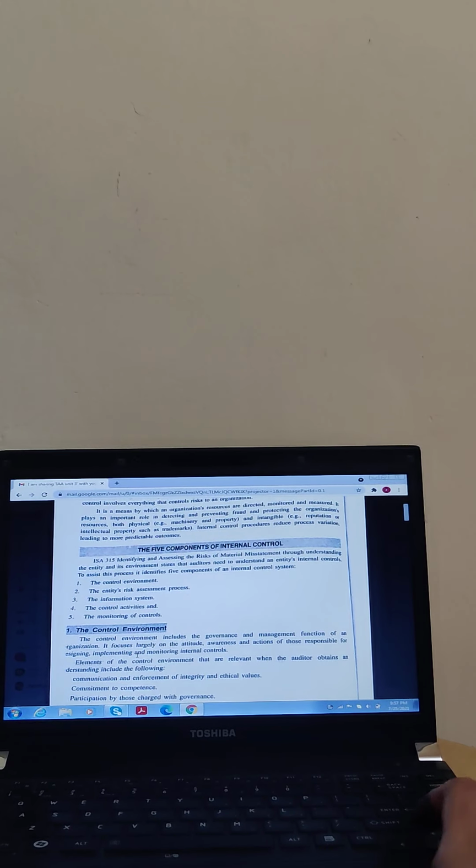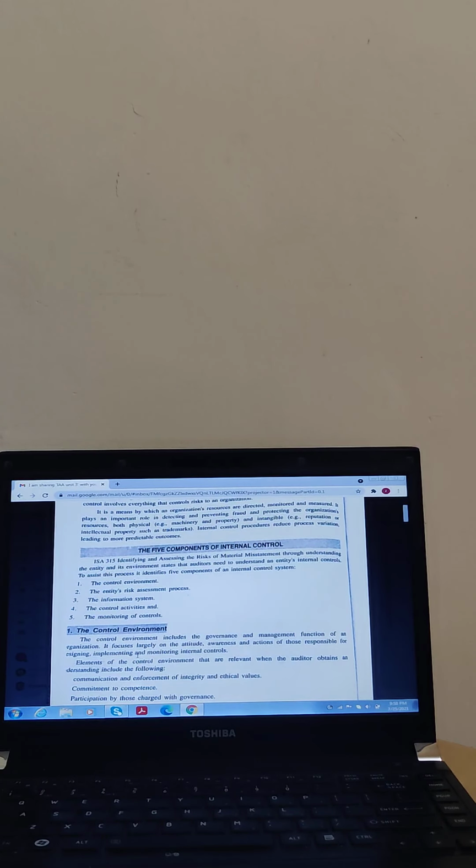Now there are 5 components of internal control. First is the control environment. Second is the entity risk assessment process. Third is the information system. Fourth is the control activities, and fifth is the monitoring of controls.